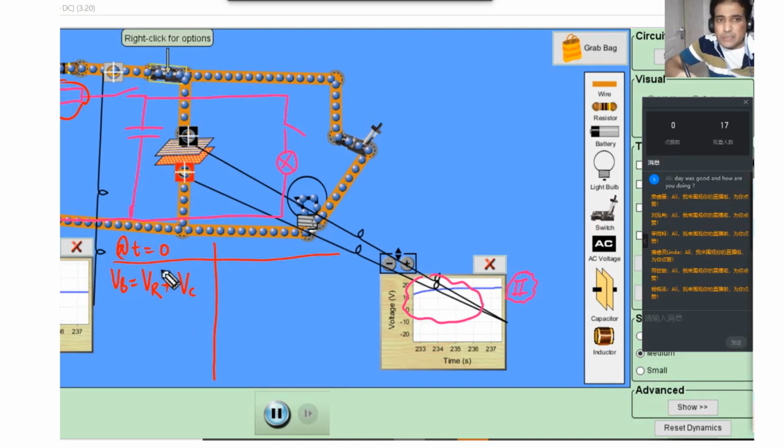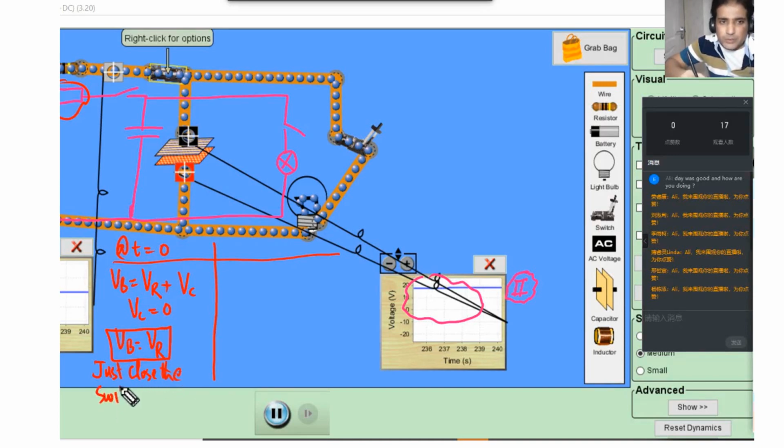So when t is equal to 0, VC at that point is equal to 0. When t is equal to 0, meaning when you just close the switch, the voltage across the resistor is equal to the voltage across the battery. So I will write this down for you. This is a very important point to answer questions about RC circuits.